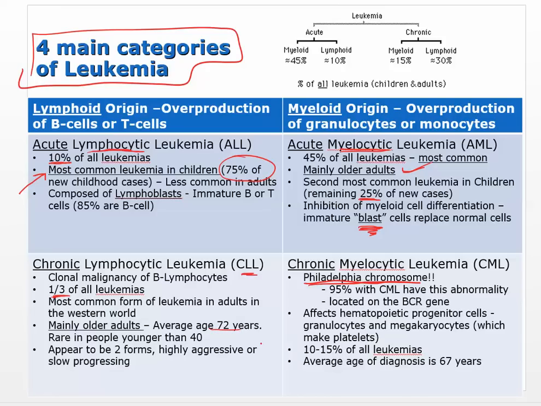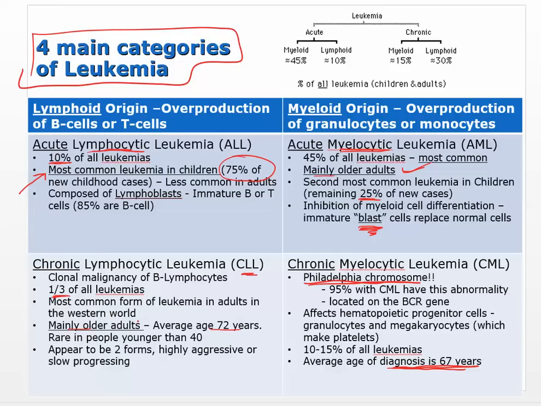Okay, so a lot of these are true. If we look at even the AML, the acute myelocytic leukemia, that also is mainly in older adults. This is mainly in older adults. And if you look at this other one, the chronic myelocytic, the CML, the average age of diagnosis is 67 years old. Okay, so this is older people, especially with the chronic, older people that are going in for different tests that discover that they have a white blood cell count that is off.